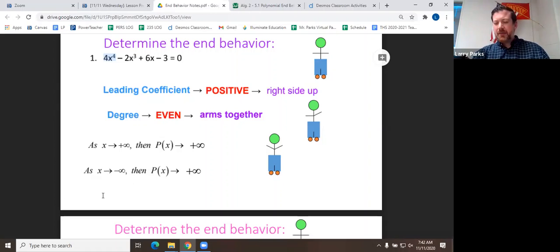And so here's how you write that in math. As x goes to the right forever, then the function goes up forever. That's what that says. As x moves to the right, it goes up. That's what that says.